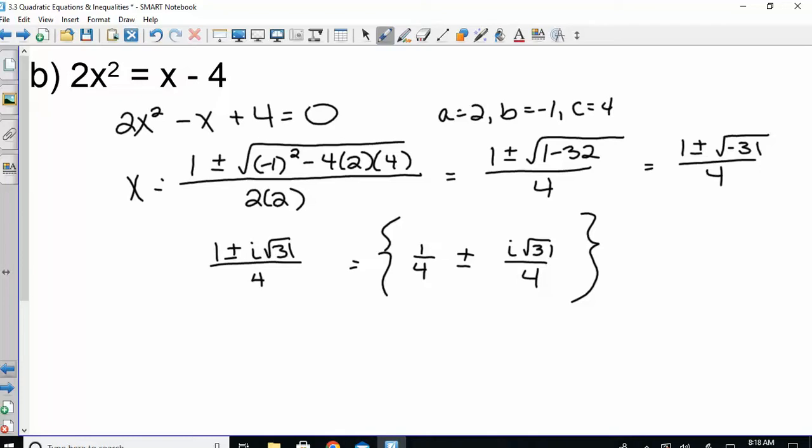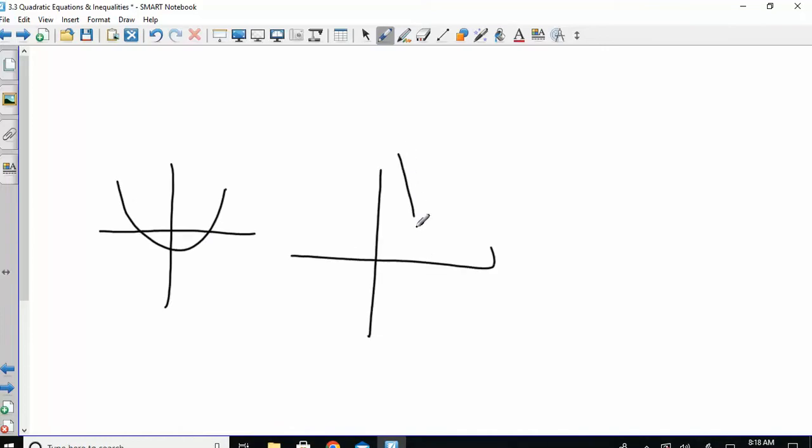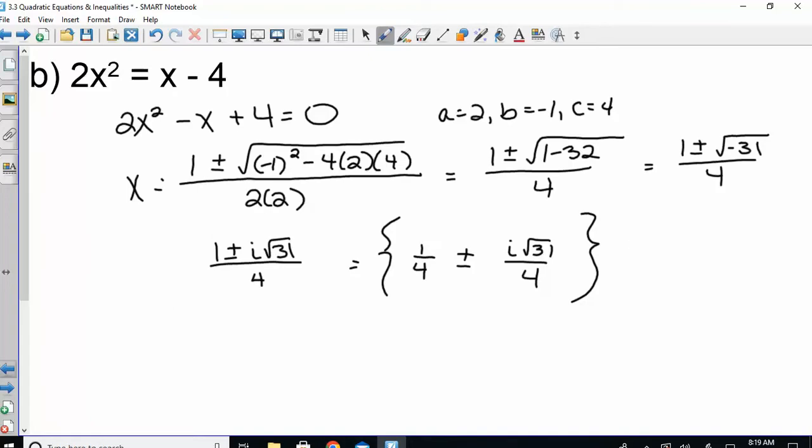So we really have 3 options. Either we're going to get a graph that hits the x-axis twice, or we get a graph that hits the x-axis once, or we get a graph that never hits the x-axis. How do I know, without solving the whole thing, what it would turn out to be? Looking at a graph, what part of the equation decides if it's going to hit or not? The square root.